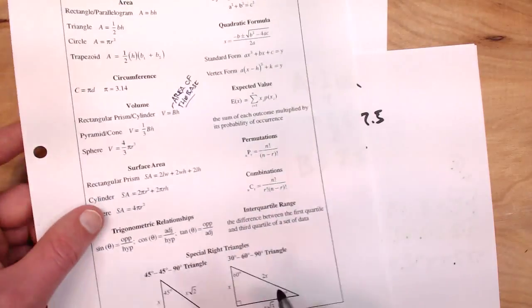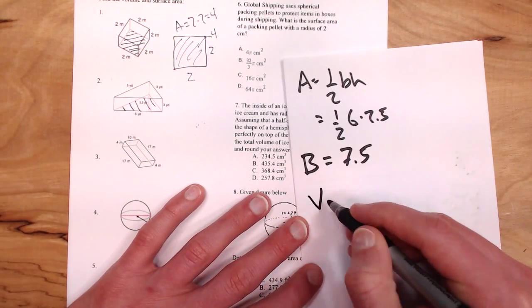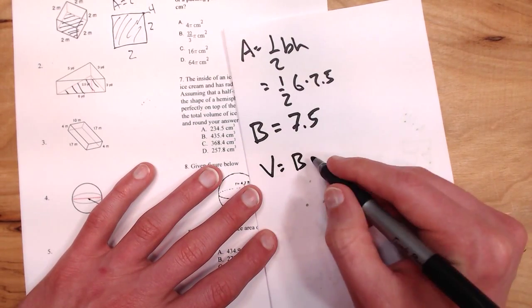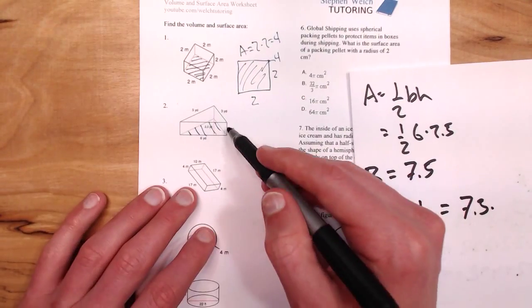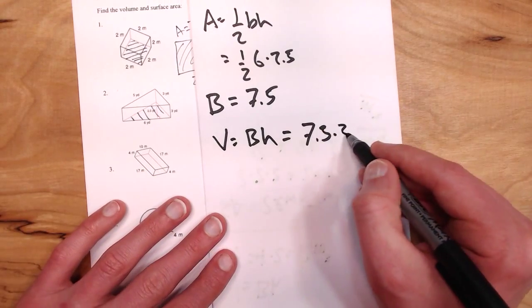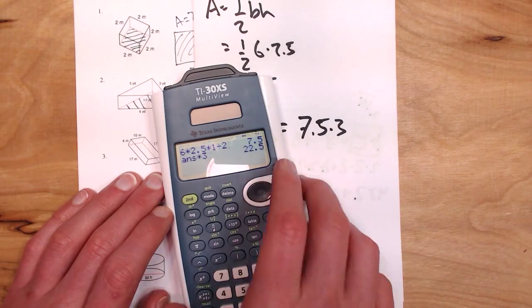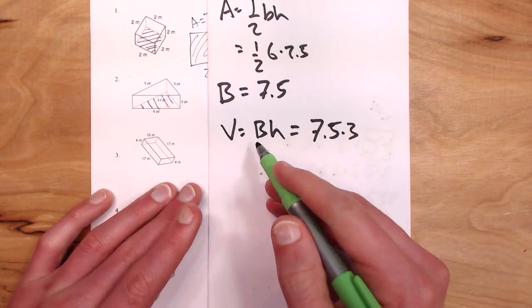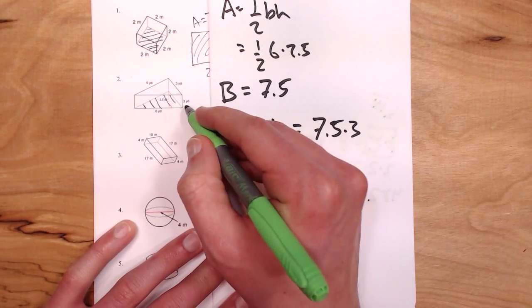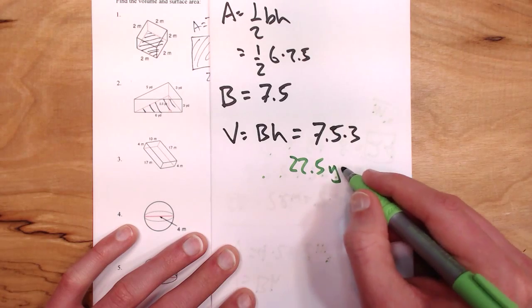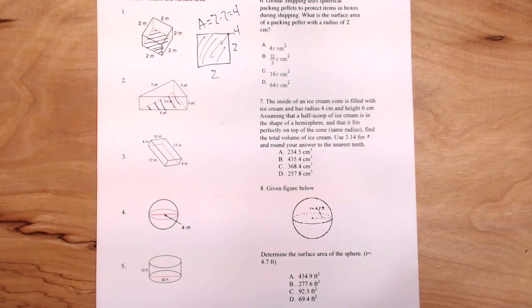Okay, and now I'm going to use this formula. Volume equals base times height. So volume equals big B, which is the area of the base, 7.5, times the height. And how tall is my shape? It's 3 yards tall. So now I just have 7.5 times 3, which is 22.5, which is a fine answer. And it's a volume, so the units of length here are yards, so we'll do yards cubed.